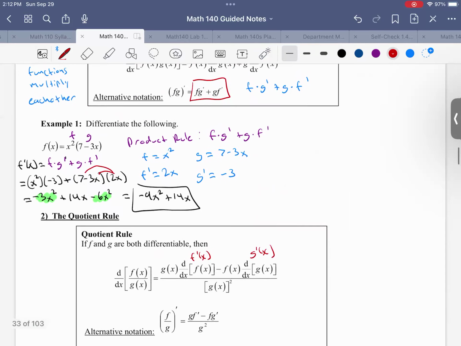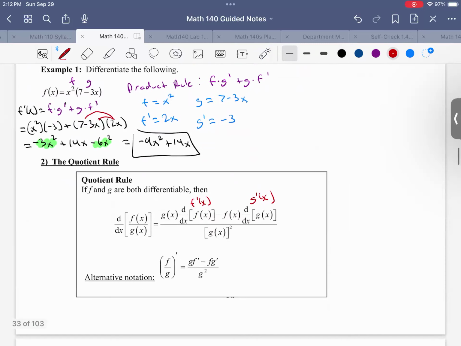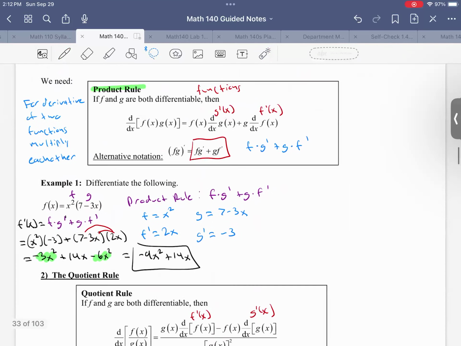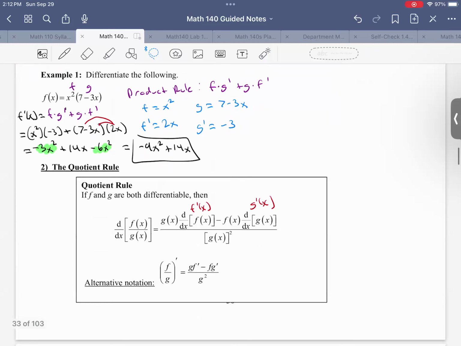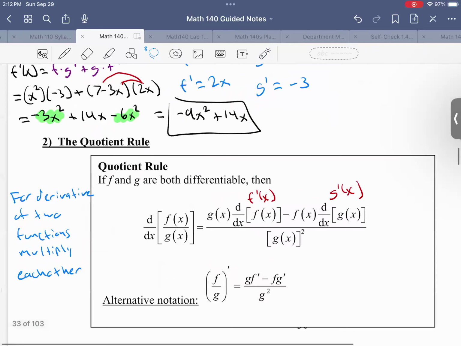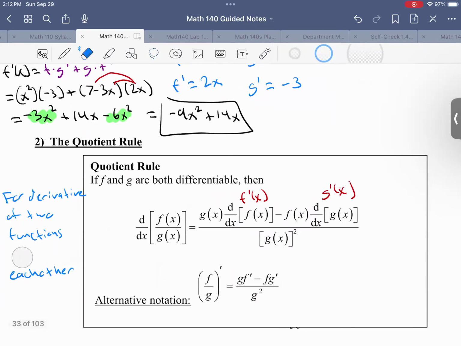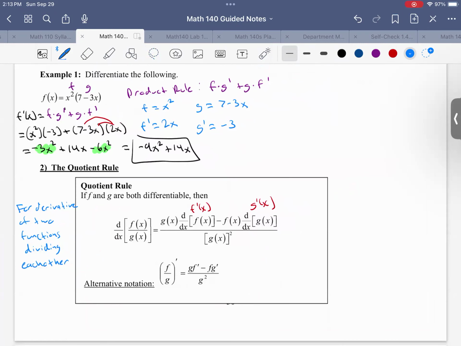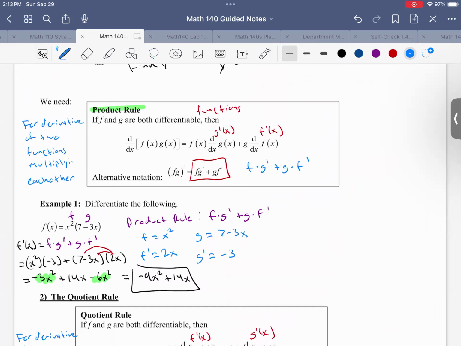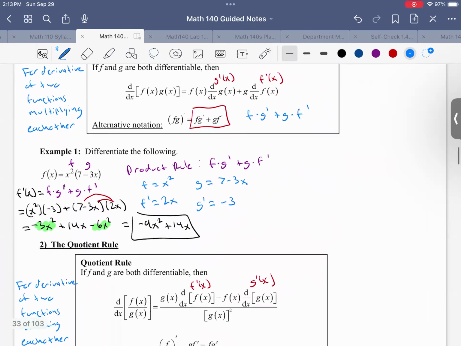So likewise, it's for the derivative, right? Let me kind of copy this right here. For a derivative of two functions dividing each other. Okay, we want to find the derivative of two functions dividing each other. Little typo there.